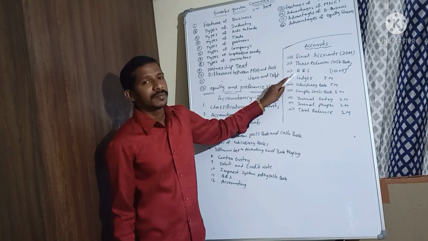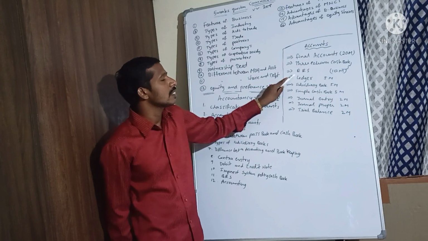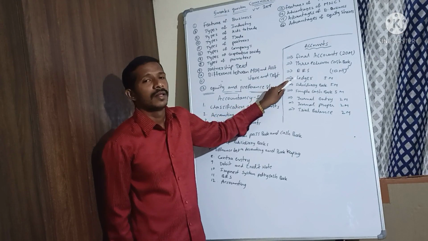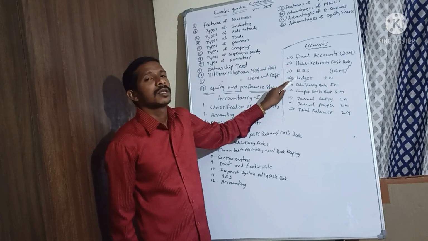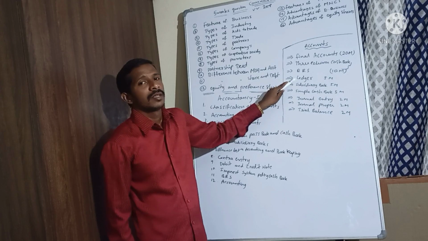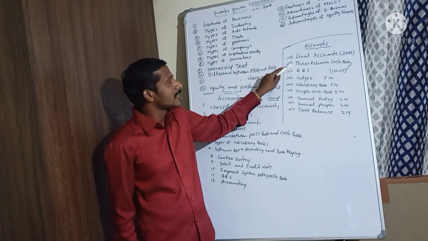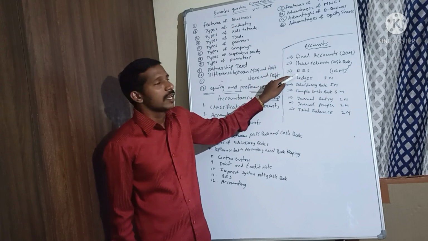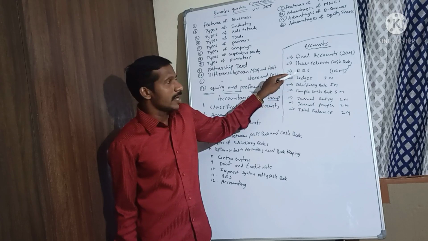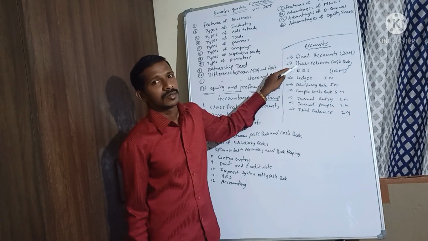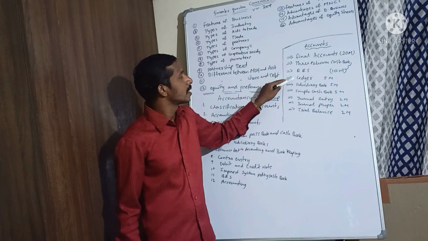Next one, BRS, bank reconciliation statement. In this BRS, sometimes you will get the problem and sometimes you will get the theory also. From this 3-column cash book and BRS, a choice is there. Anyone you can write. If you are writing 3-column, BRS is not needed. If you are writing BRS, 3-column is not needed. Anyone. So 10 marks, one problem is there.